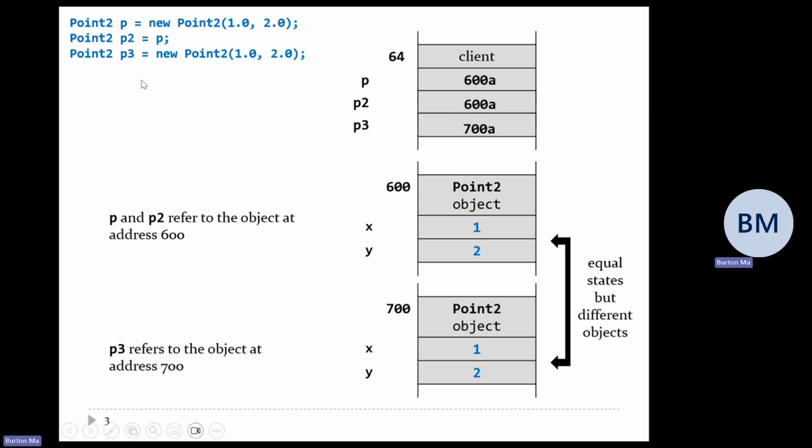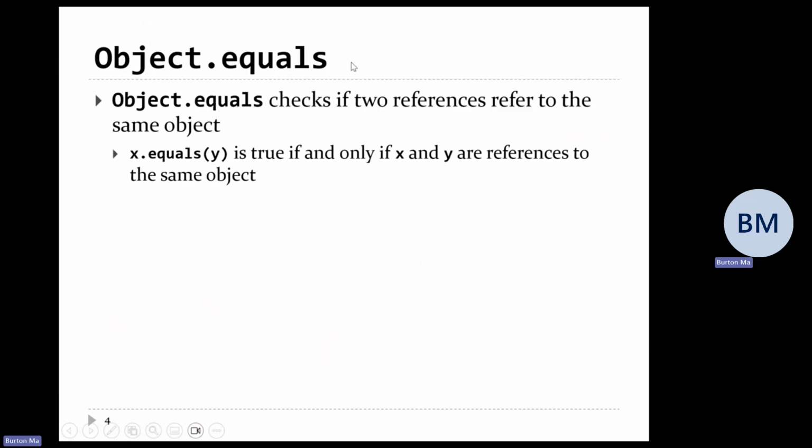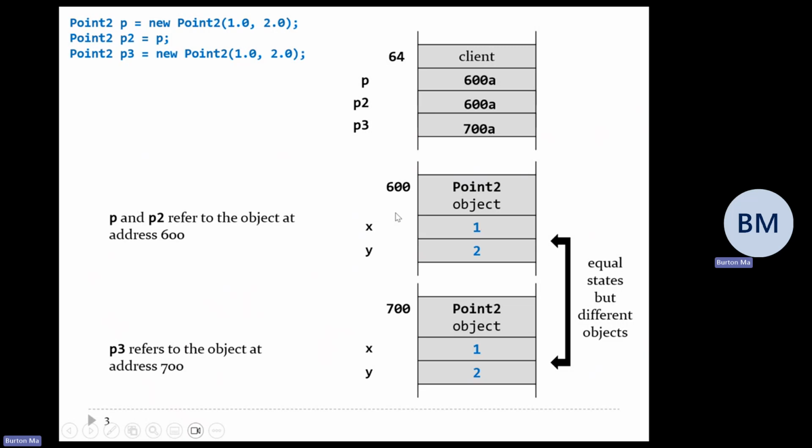So when you use equals from Object, it tests if 2 references refer to the same object. In other words, it's exactly as if you had used equals equals to compare the 2 values. So x equals y is true if and only if x and y refer to the same object. Here, P and P2 both refer to that object here. Their value is the address 600. So P is equal to P2.